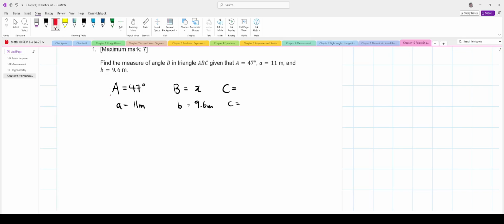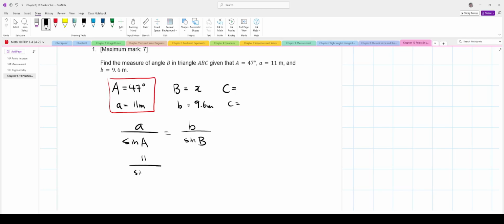Now one thing we notice is that because we have a full pair, a perfect pair, it means that we can use the sine law to solve this triangle, to solve this unknown value. The sine law goes like this: a over sine of A equals b over sine of B. And then let's plug in the values. a is 11, sine of 47 degrees, equals 9.6 divided by sine of x.